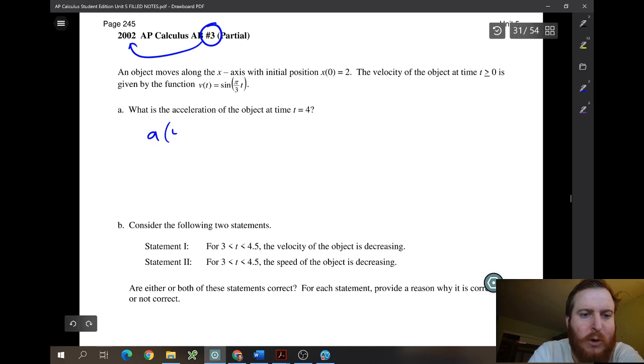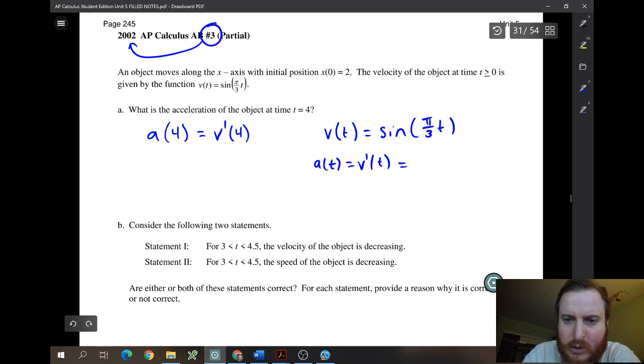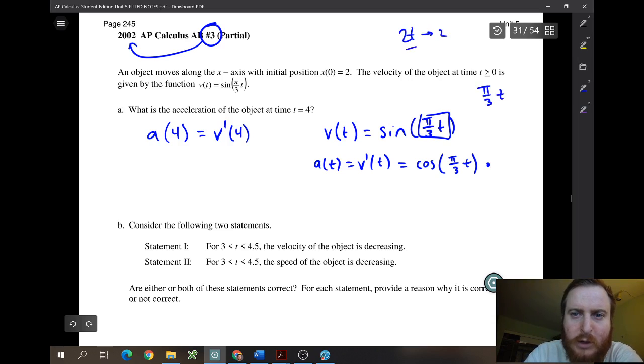So we can say acceleration at 4 would be equal to v prime of 4. Now, you can use a calculator. I'm going to not, just so we can practice this a little bit. So v of t would be sine of pi over 3 t. I know it's been a long time since we've worked with these. So acceleration, that would be the derivative. Well, the derivative of sine is cosine, but this is not x inside, it's something else. So we're going to do cosine of pi over 3 t, then times the derivative of pi over 3 t. Pi over 3 is just a constant, like the derivative of 2t would go to 2. So the derivative of pi over 3 t is just pi over 3.